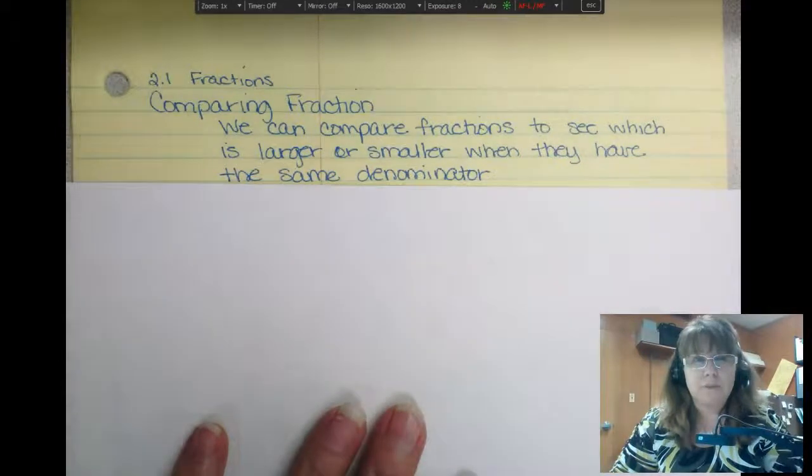Let's talk about comparing fractions. It's not always easy to see which fraction is larger or smaller when they don't have the same denominator. But if we get them into a form where they have the same denominator, then all we need to do is look at the numerator to see which one is larger and which one is smaller.